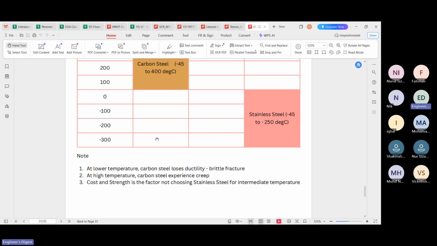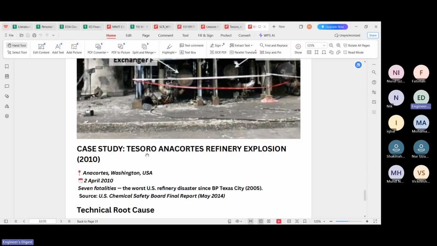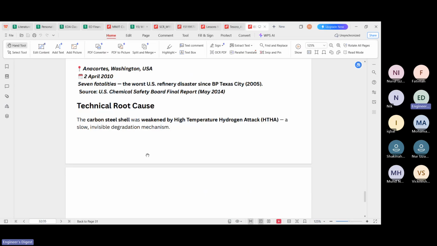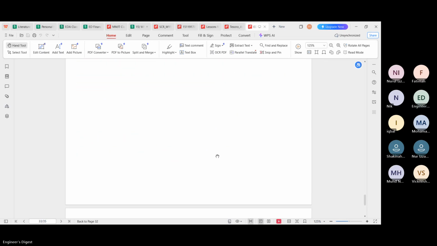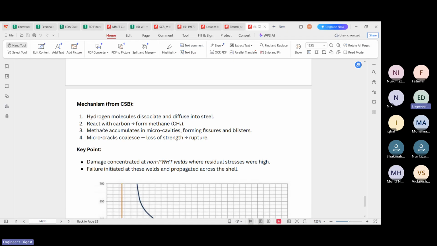Okay, so this is another case study for Tesoro. What you need to understand is carbon steel is not inherently safe from HTHA. You need to go to low alloy steel, especially when you have a micro crack. Understand that hydrogen can diffuse into steel, forming gas, which we call methane, and this gas will propagate the crack.